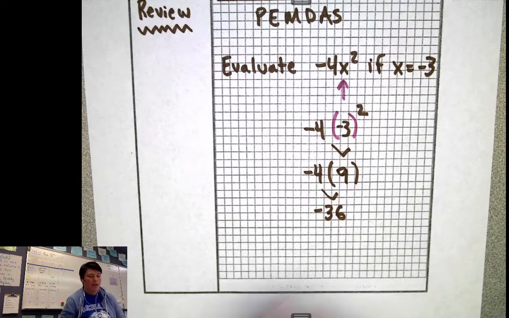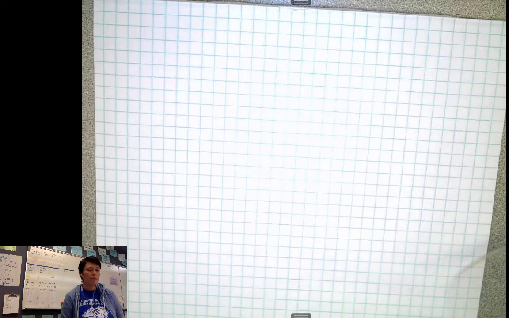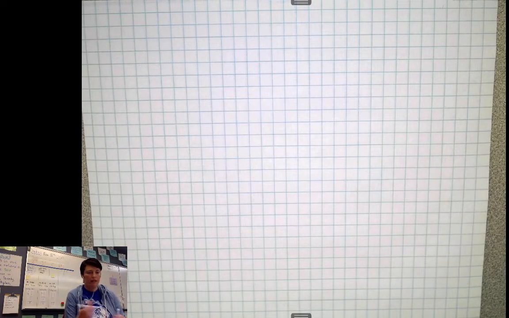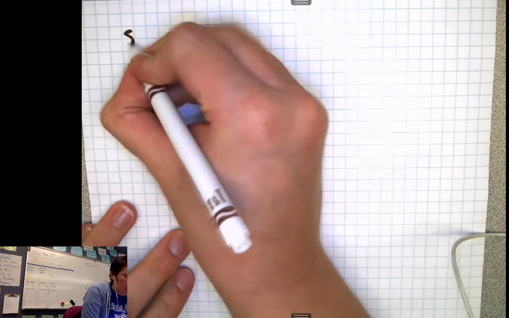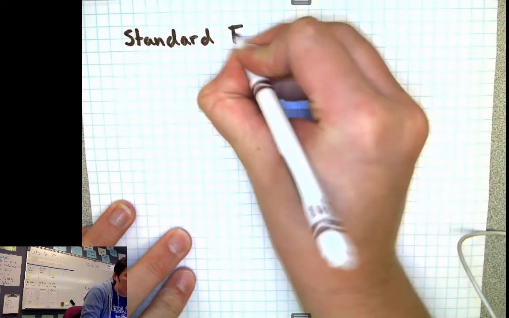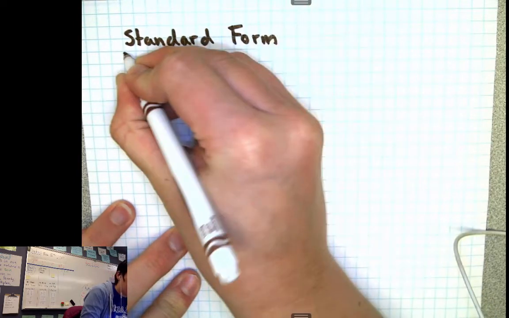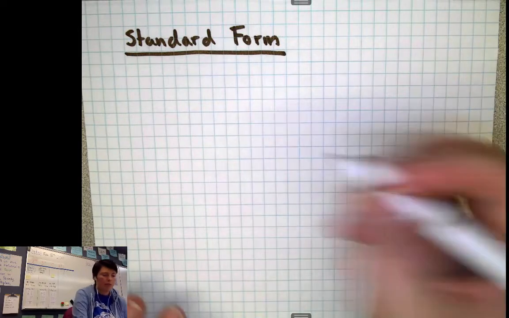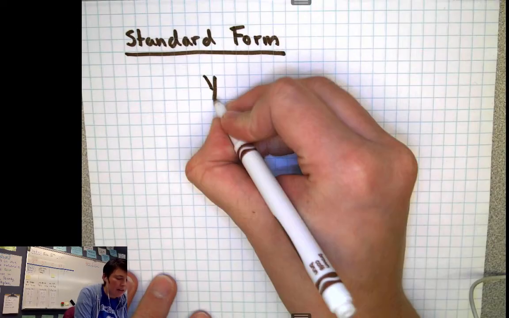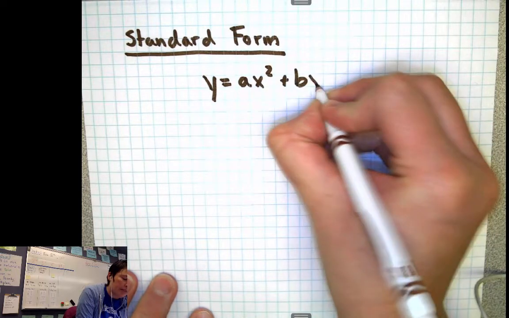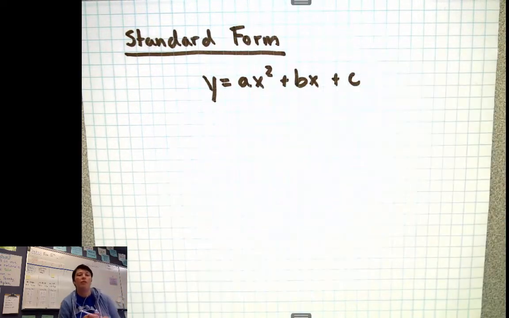So keeping that in mind, I'm going to switch pages here so I have a little more room. We're going to review one more thing before we dive into the plan for today, and that is we should know what standard form is. For quadratics, we have what's called standard form, and this is just how we write our equations. The standard form we typically work with for quadratics is y equals ax squared plus bx plus c. And we saw this in a previous video.